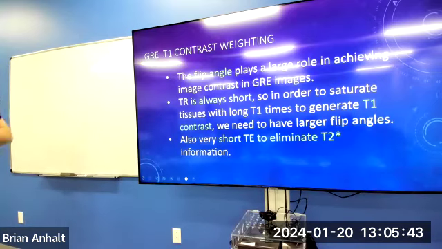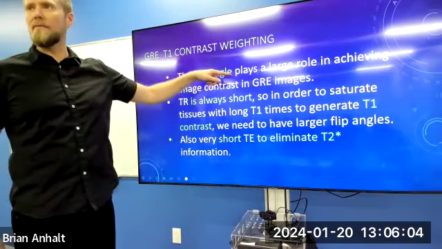If I always have a short TR, am I always going to have T1 weighting? We know not, because we know we can get T2 star, right? We know we can get proton density weighting, so we have to do something else to eliminate T1 information. That is done with our flip angle.